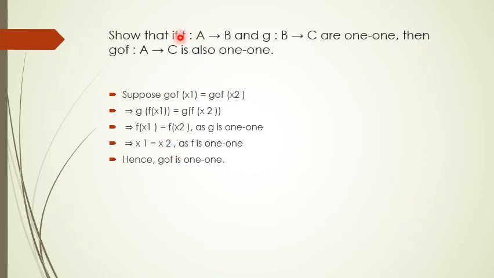Hence, here f is a function from A to B, g is a function from B to C, then their composition g of f is also a 1-1 function, given that f and g are 1-1 functions. That is, the composition of 1-1 functions is also a 1-1 function.